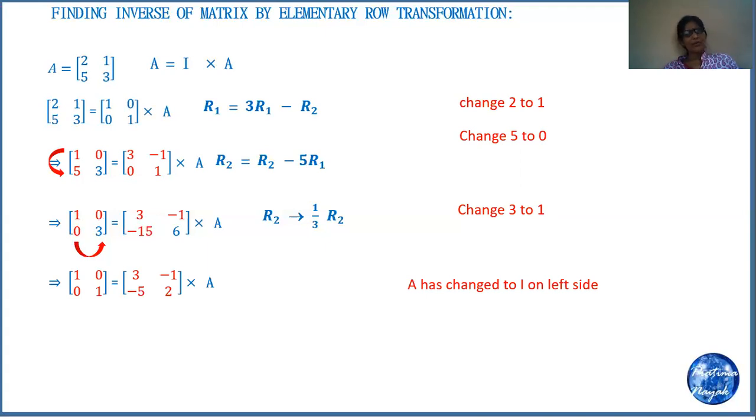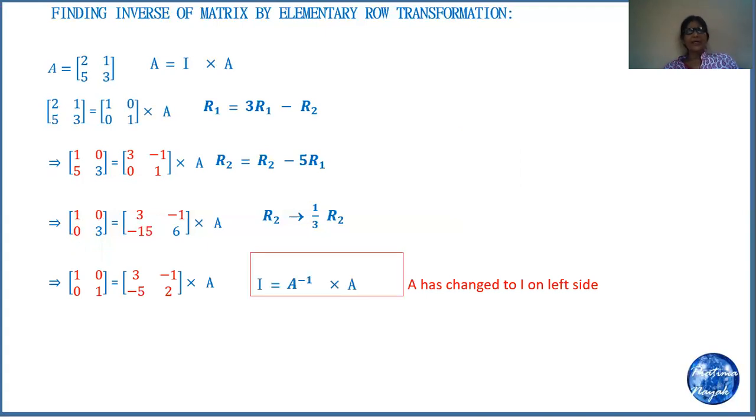We'll recall now the expression I is equal to A inverse into A. So whatever with A, the new matrix changed from the identity matrix is equal to A inverse. So A inverse is equal to 3, minus 1, minus 5, 2. So this is only the elementary row transformation. Now let us take another example so that you will understand better.